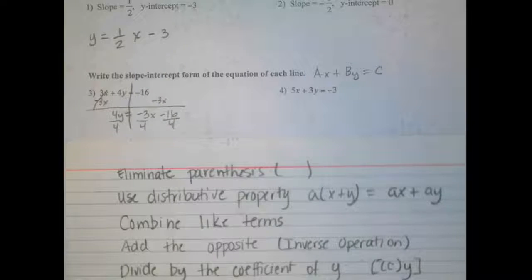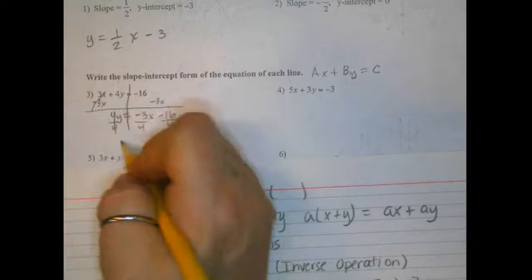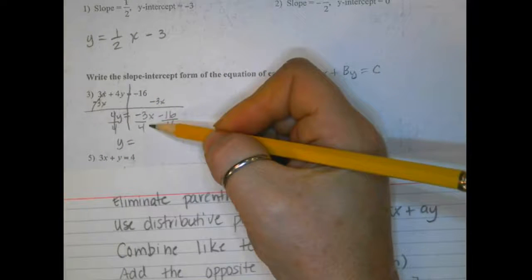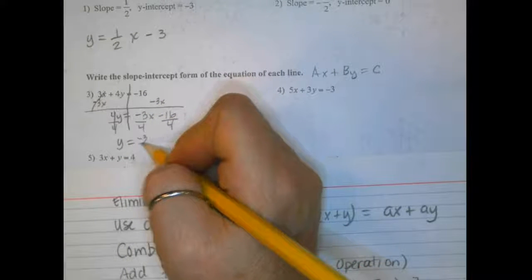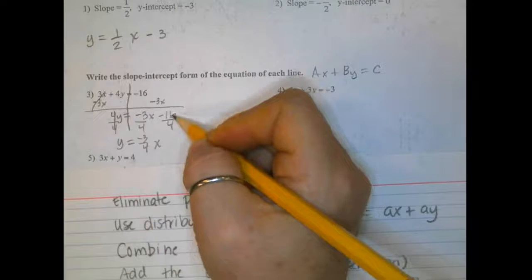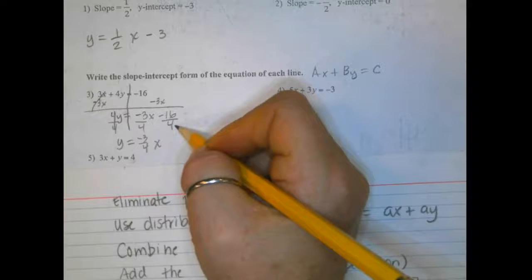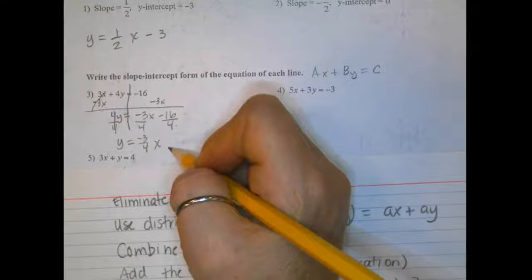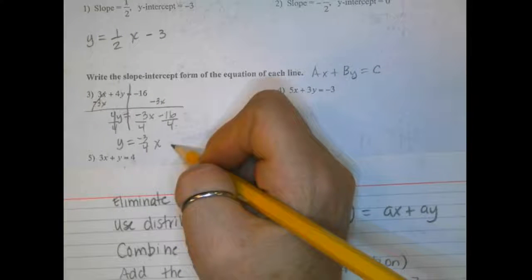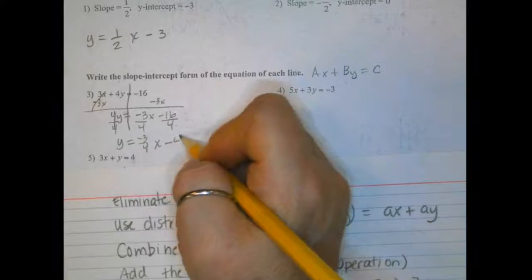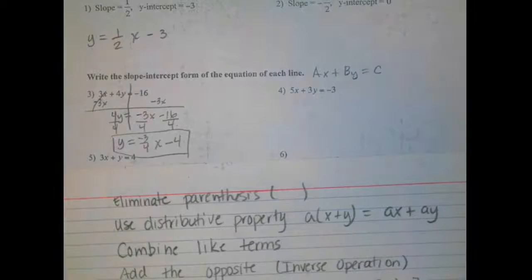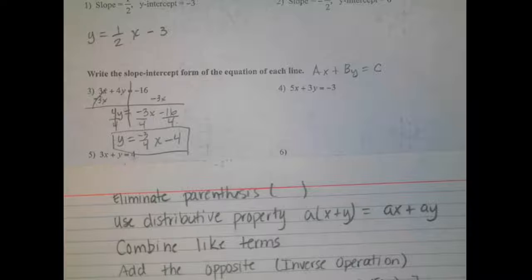Right? So that's going to give me y is equal to, can I simplify -3 over 4 at all? So I'm just going to write -3 over 4 times x. And can I simplify -16 divided by 4? What does it become? Positive or -4? Becomes -4. This is all I need to do to these guys. All right? Go ahead and do number 4 on your own, and then we'll check it.